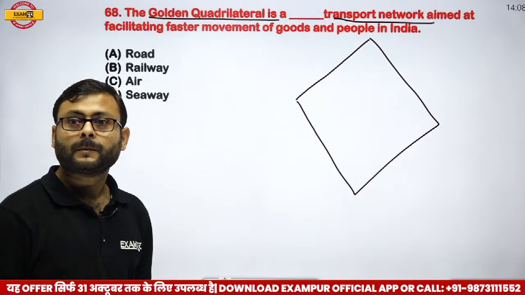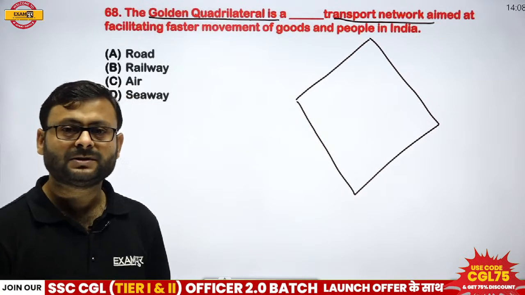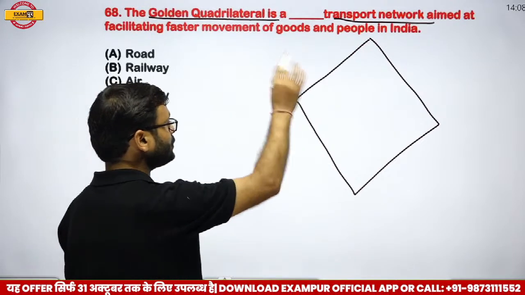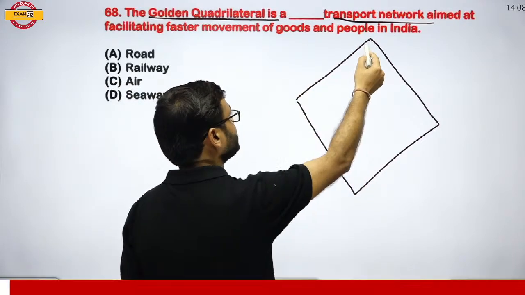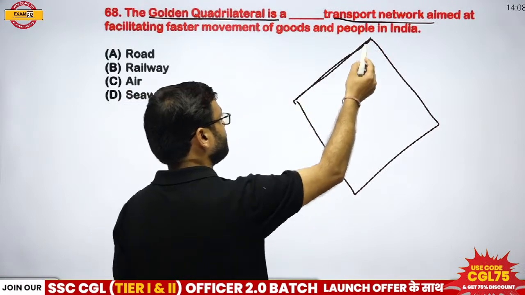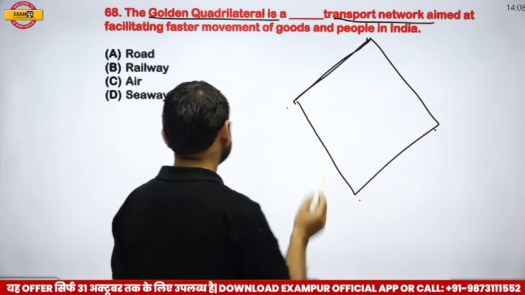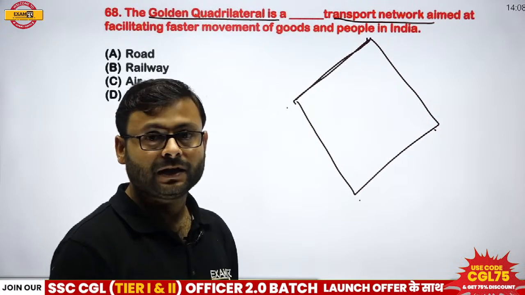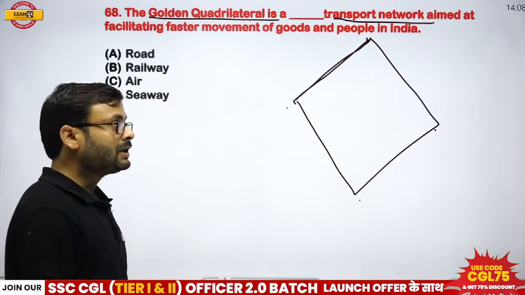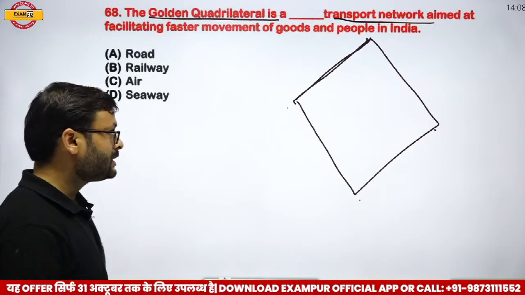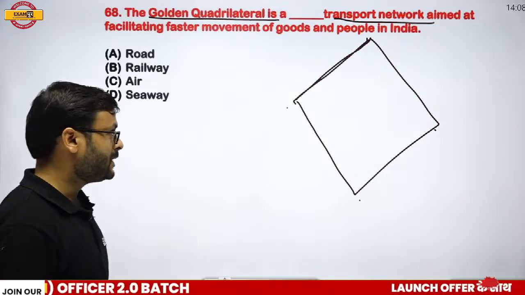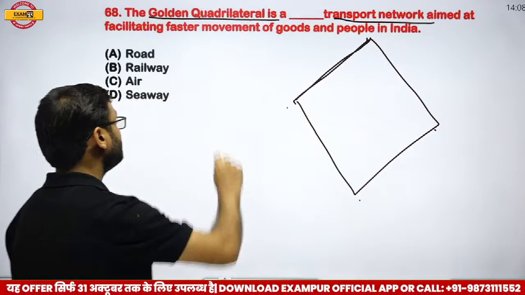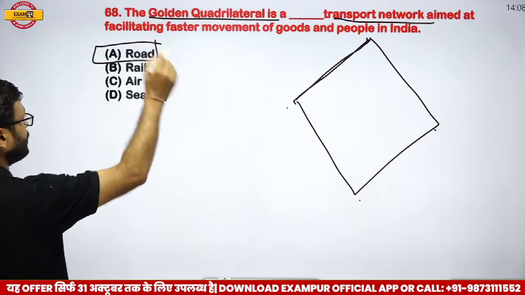If graduation is complete, then you are eligible for other posts. So the Golden Quadrilateral is a network of road which connects India from all sides, be it west, east, north, and south. It was started by the NDA government of 1998-1999, in which Atal Bihari Vajpayee was the prime minister. It is a flagship scheme of Atal Bihari Vajpayee to connect all the corners of India by road transport.